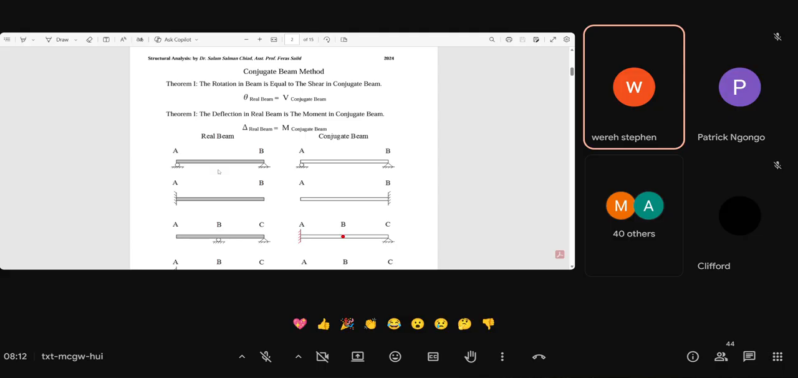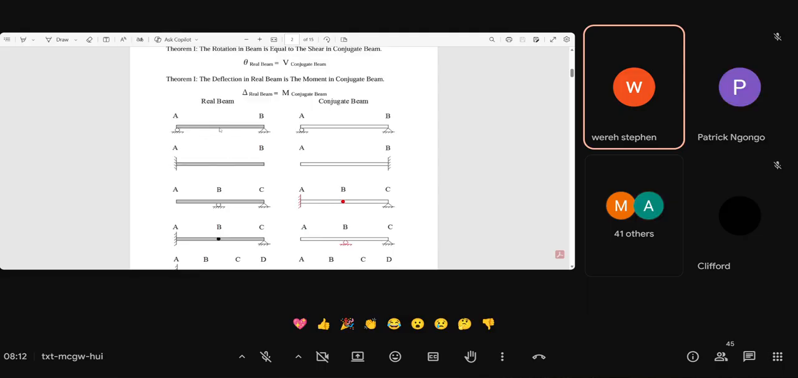So we need to draw another beam that is almost the same as the real beam, but now in this case it has different supports at both ends. So ideally, a conjugate beam is a beam that is almost the same as the real beam, but having different types of supports depending on which supports were initially on the real beam.